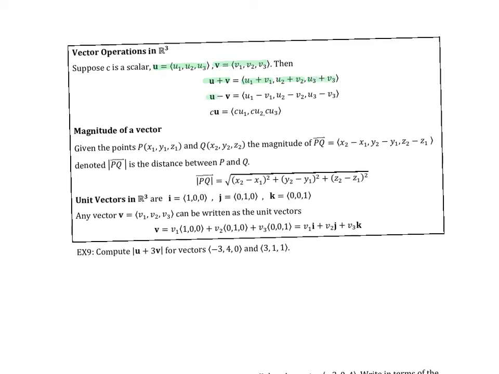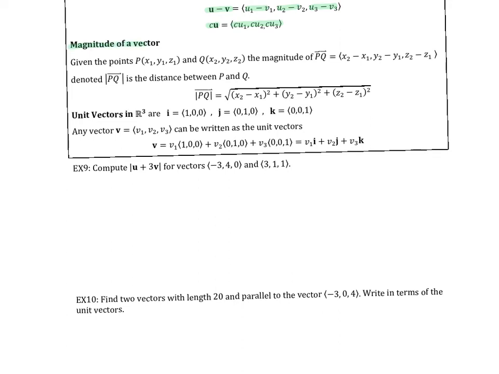And it would be the same for subtraction. You have to do it by components. You just have to watch the order. If it's u minus v, it's u₁ minus v₁, and so on. And if you're going to multiply a scalar or a real number by your vector, you have to distribute it to every component in the vector.